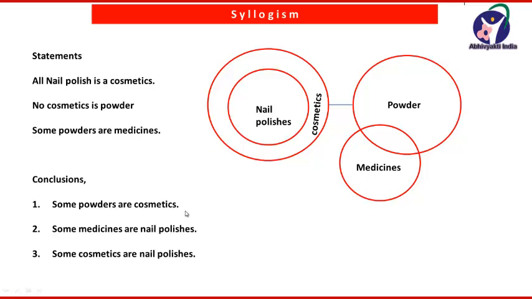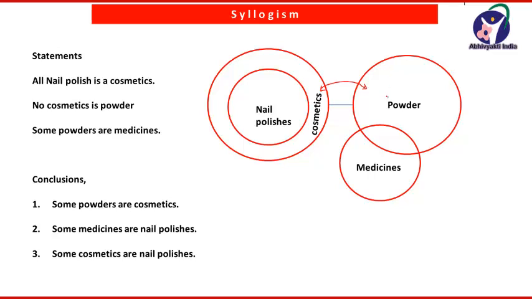Now let us see the first conclusion. The first conclusion is that some powders are cosmetics. Some powders are cosmetics, how can it be possible? Cosmetics and powders are the disjoint set.